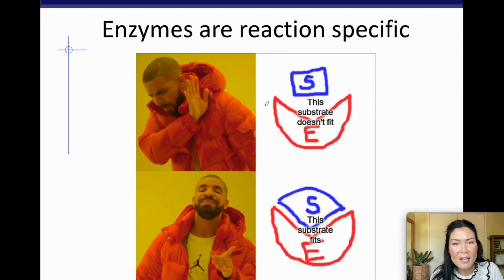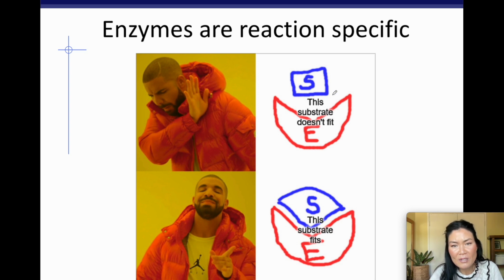And so enzymes are specific. Sorry, this meme kind of sucks. I drew it, I think, not even with this pen, but just using my finger on the mouse pad. So it's not the greatest, okay?